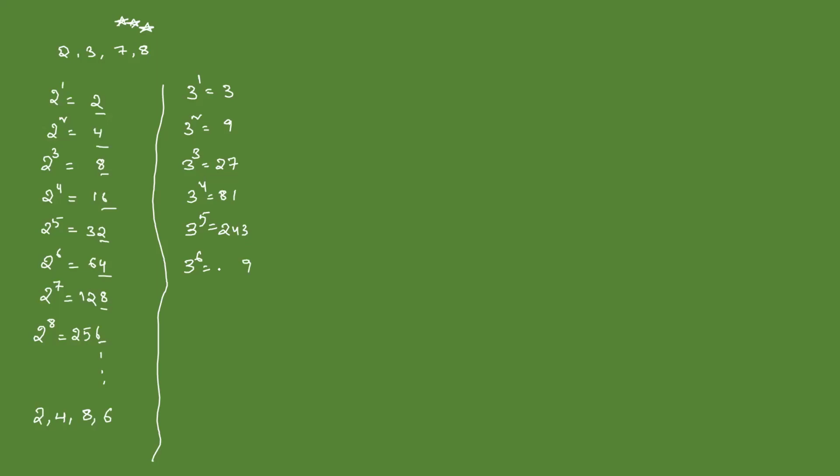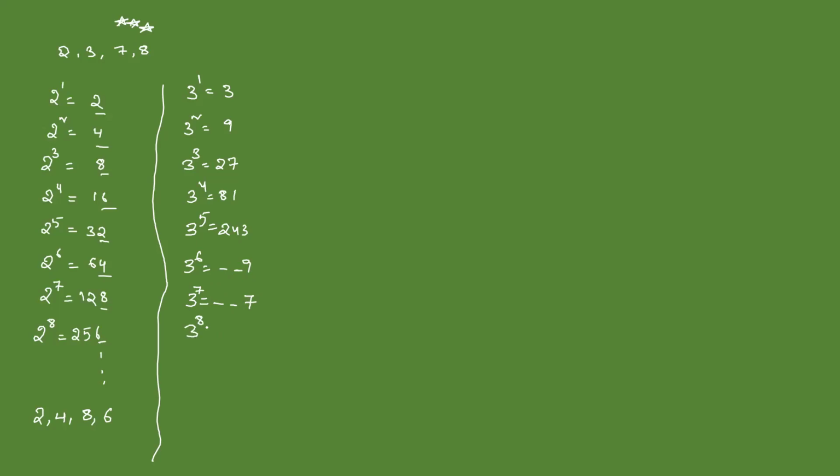3 threes are 9. I am writing only the unit digits here, not the complete answer, so please be careful. I am writing only the unit digit from here onwards. 3 power 7, what does it become? 9 threes are 27. That means I need to multiply with one more 3 right here. 27, so I will write 7 here. 2 will go as a carry.